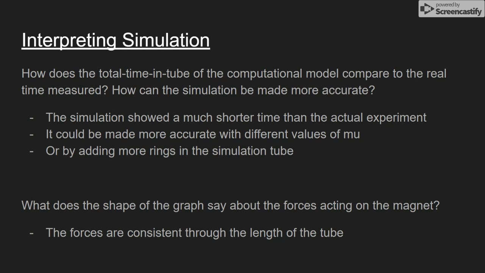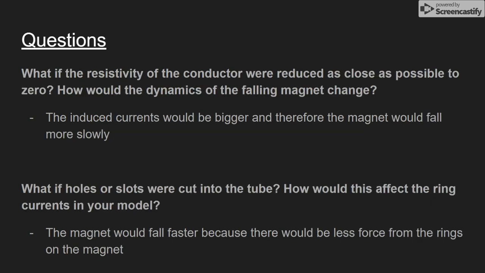How does the total time in tube of the computational model compare to the real time measured? How can the simulation be made more accurate? So the simulation showed a much shorter time than the actual experiment, and it could be made more accurate with different values of mu, or by adding more rings in the simulation tube. And what does the shape of the graph say about the forces acting on the magnet? So the shape of the graph shows that the forces are consistent throughout the length of the tube because the only variation seen in the graph was at the very start when the magnet was still outside of the tube.